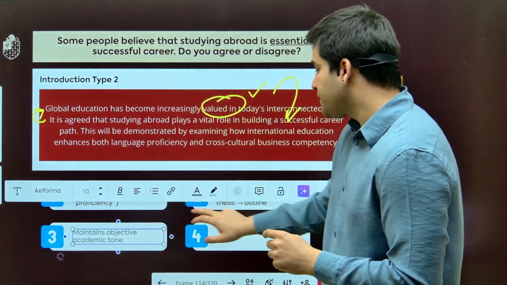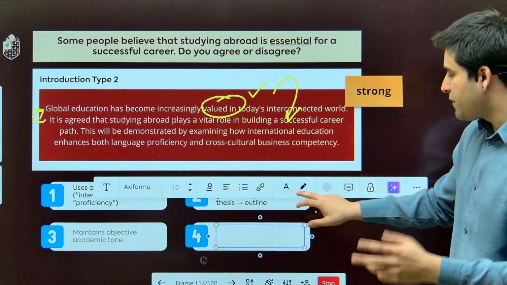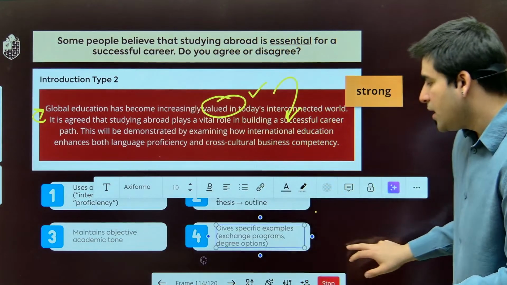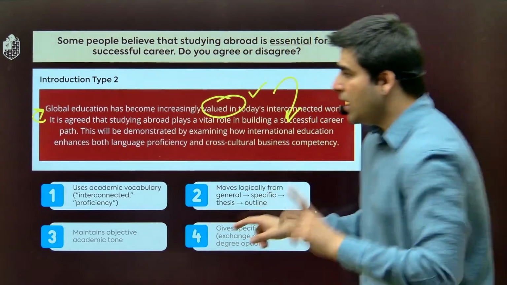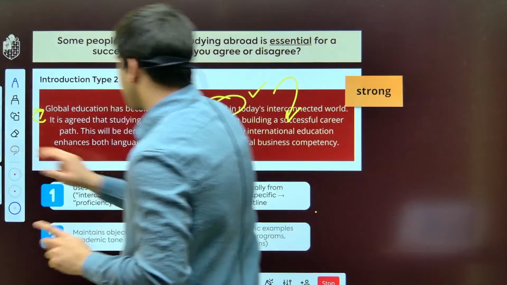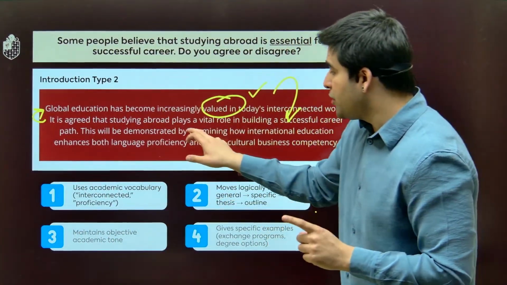Next one: it maintains an objective academic tone. We've elaborated on it before as well. And the last one, it gives specific examples as well. For example, I'll tell you how it has given an example. This will be demonstrated by. Now, when you're using the word "by", you're going to give an example.